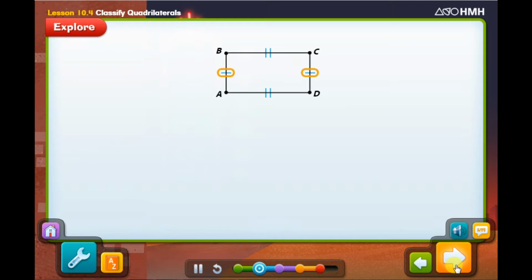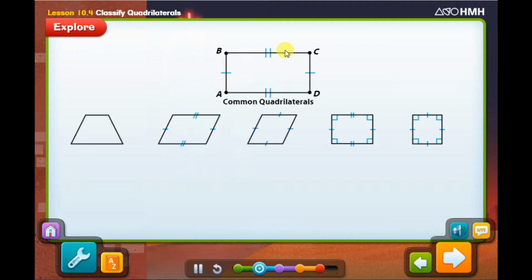The tick marks on the line segments show that they have the same length. Sides AB and CD have the same length. Sides BC and AD also have the same length. Let's see how we can classify quadrilaterals. All quadrilaterals have 4 straight sides and 4 vertices. Sometimes the sides are parallel. This is a trapezoid.